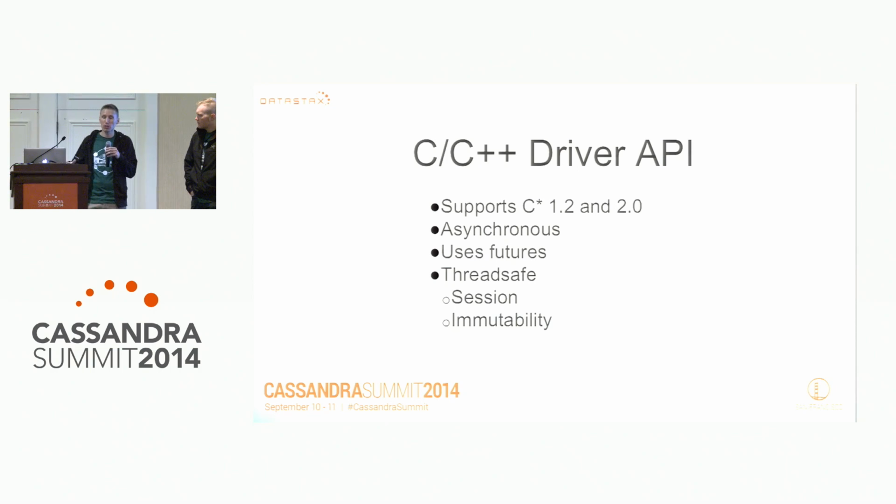And then the other thing we do in the API itself is we mark types like a result set as const. So it's immutable, and you can iterate over it from multiple threads and have no issue.